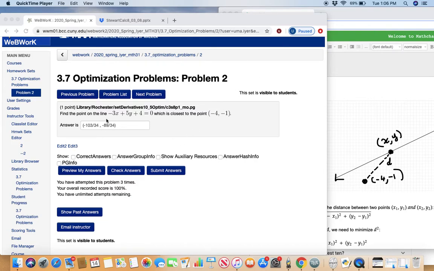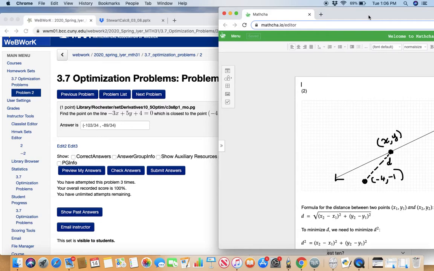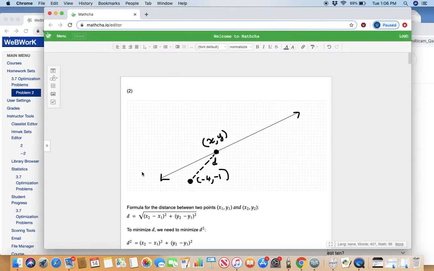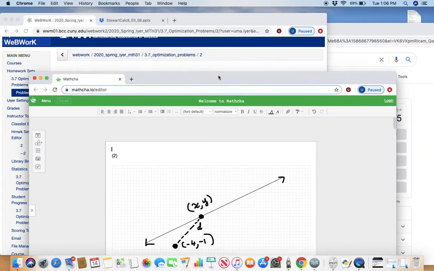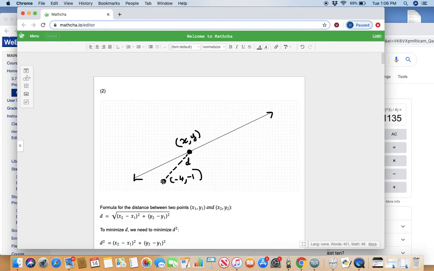Okay. So you have a line and you want a point closest to the point. You want a point on this line which is closest to this particular point. So the picture is as follows. You have this line and the point negative 4, negative 1, not on the line, right? So you want to find a point that is closest to this. Well, actually it is this point. It's the perpendicular distance, you see, somewhere here.